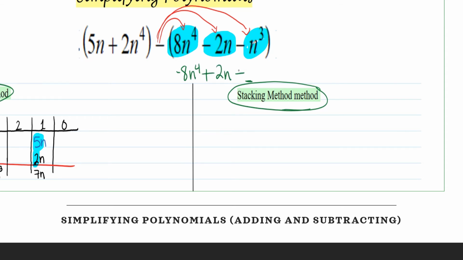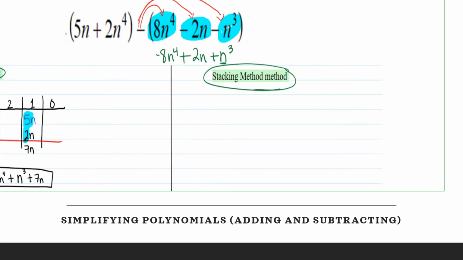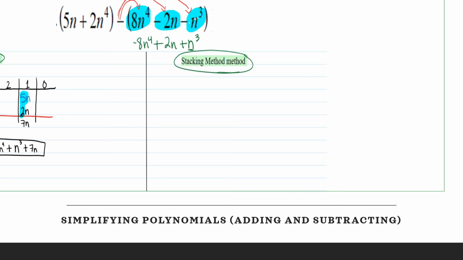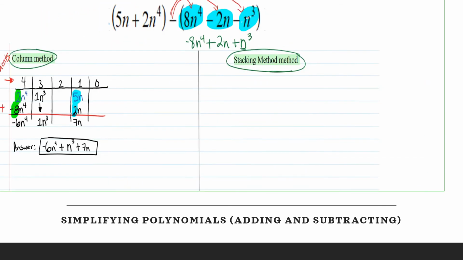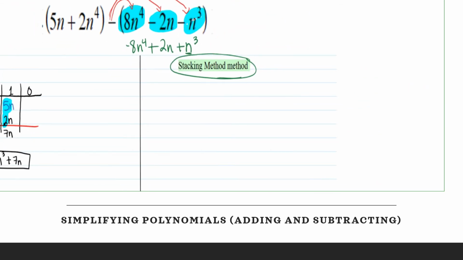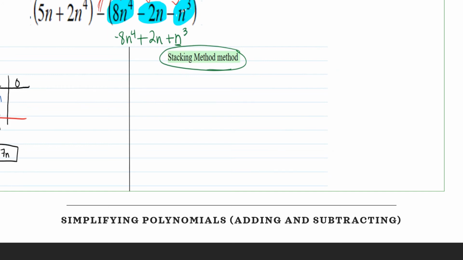Let me just rewrite this here. I like to cross out every term that I use so that I don't use them twice and so that I don't forget to use all the terms that I'm given in my problem. That's why I just erased it again right now. So, stacking. I start with the inside of the first parentheses, and then I go to the second parentheses, and then I just line up the like terms.